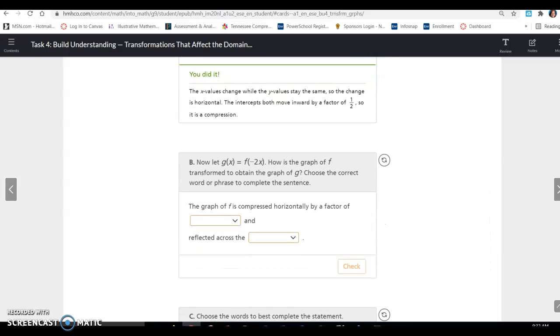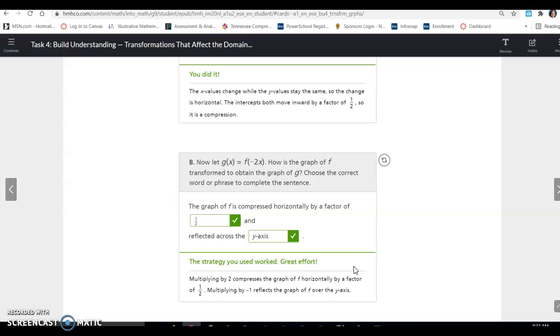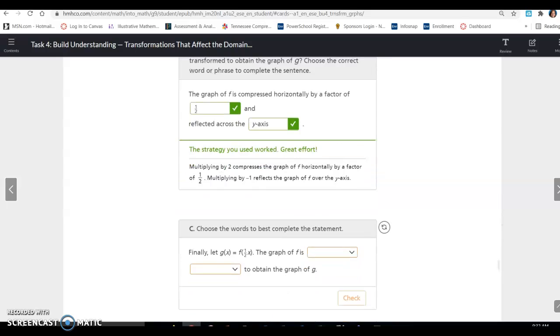Now it says let g of x equal f of negative 2x. How is the graph of f transformed to obtain the graph of g? Choose the correct word or phrase to complete the sentence. So now we're going to have f of negative 2x. The graph of f is compressed horizontally by a factor of 1/2. Remember, it's doing the opposite. It's compressing it by 1/2, and the negative sign reflects it across the y-axis. So it would flip it over, and it's going to compress it horizontally.